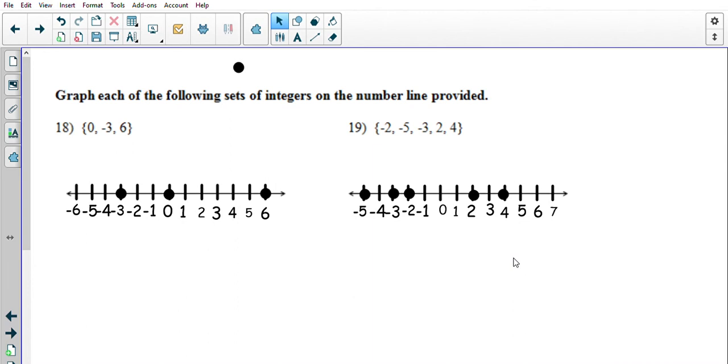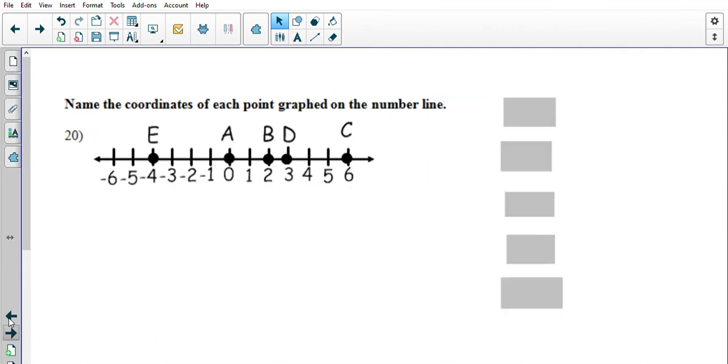All right, we've got a few more questions to take a look at. This is not too long of a video, but we do have a few more. Number 20 is super easy. Number line already given to us. It says name the coordinates of each point graphed on the number line.